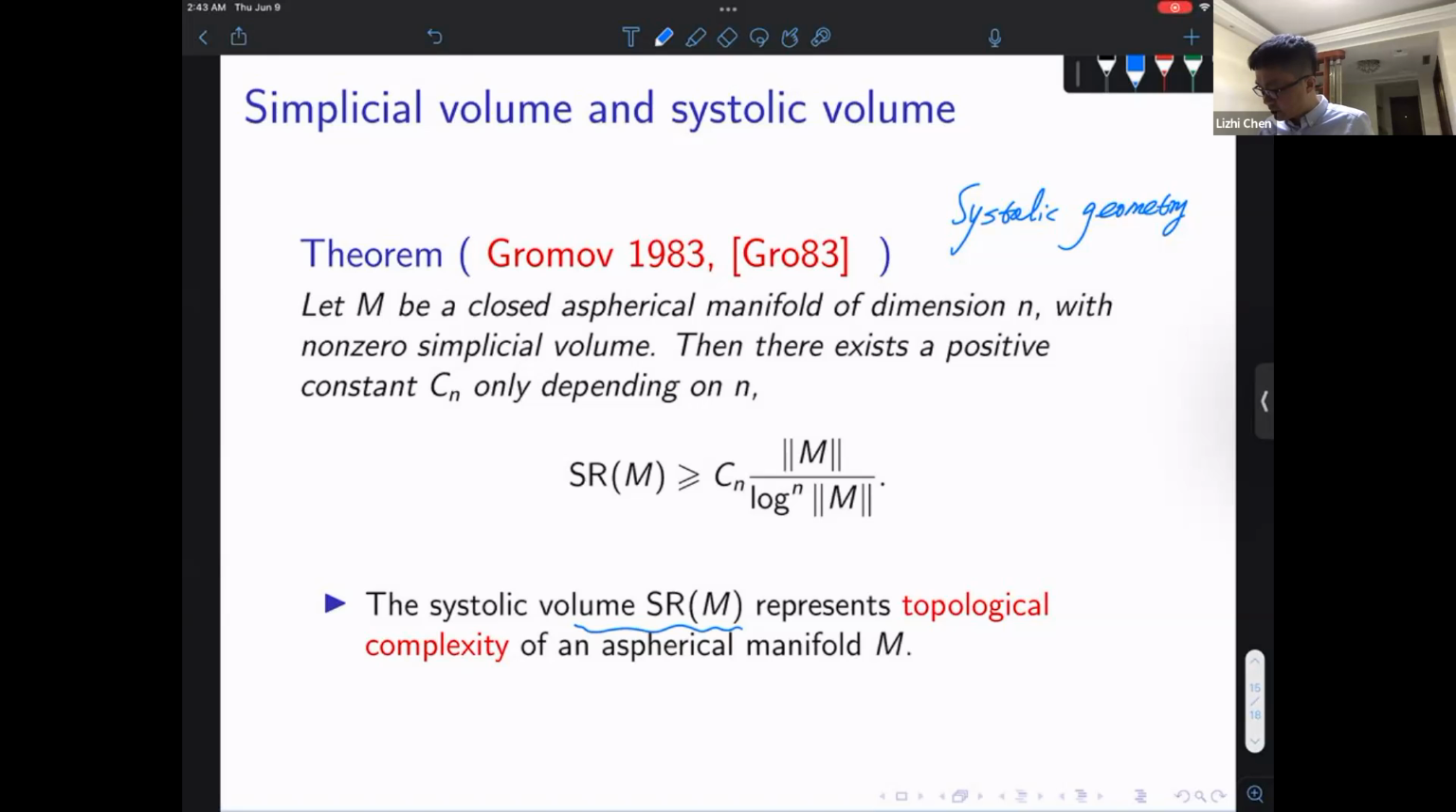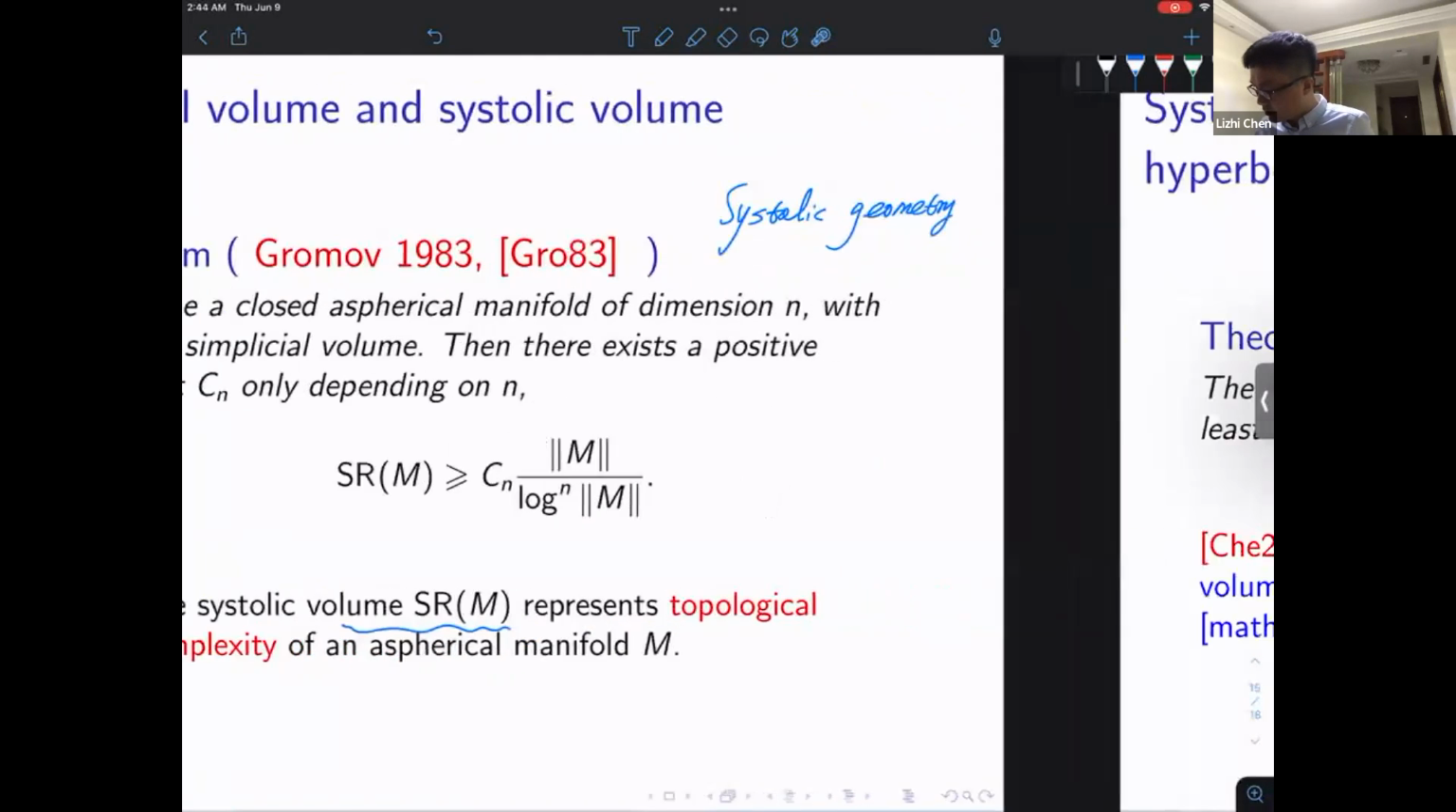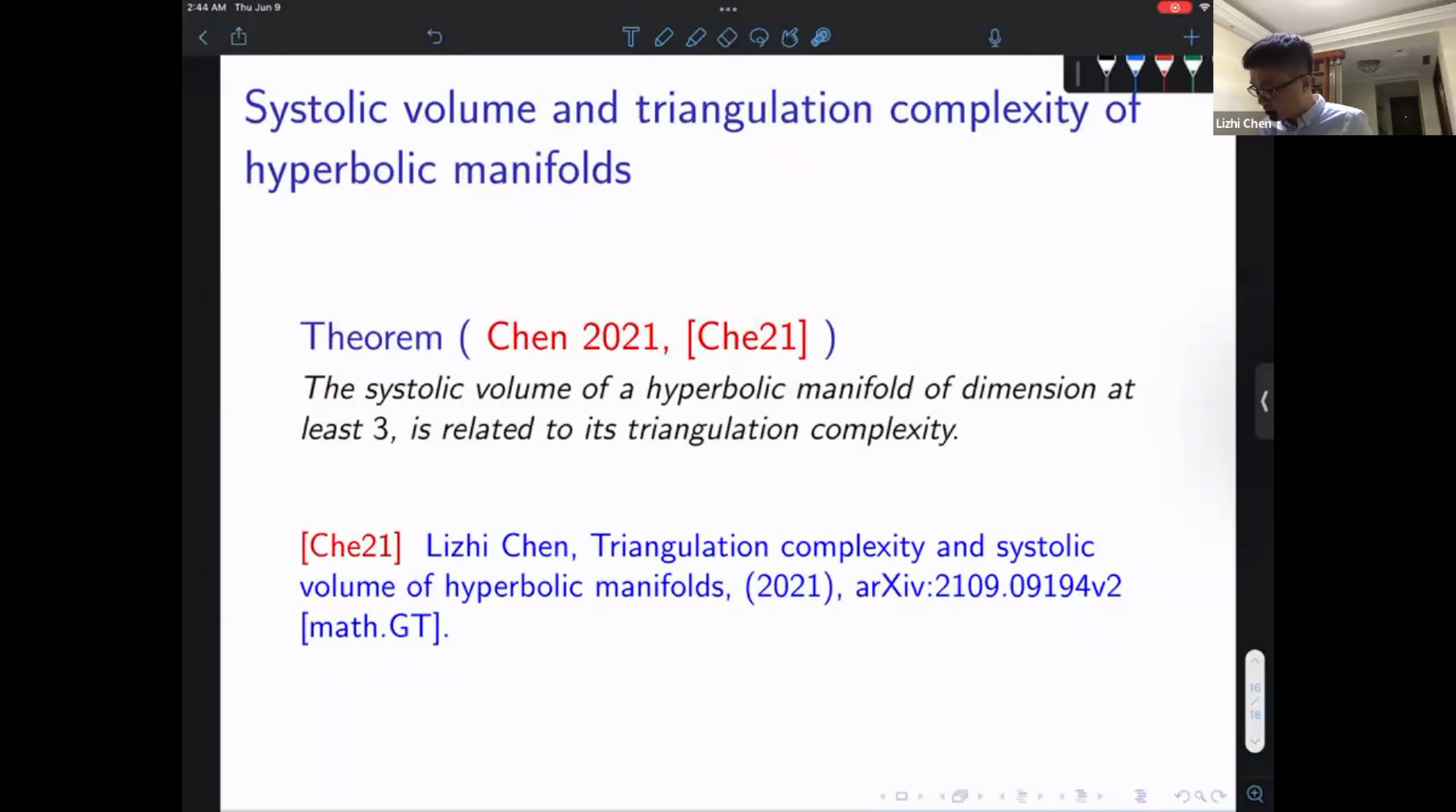Especially, previously we had the proportionality principle. If the manifold M is hyperbolic, then the simplicial volume is proportional to the hyperbolic volume. So in this case, the systolic volume is related to the hyperbolic volume. Now we have a question: can we study the systolic geometry by using the hyperbolic geometry? I have tried in this direction.